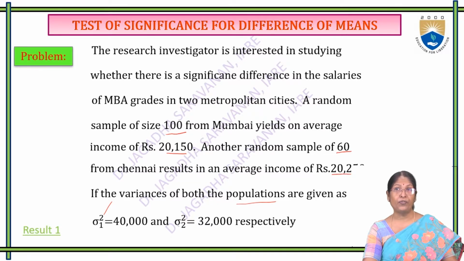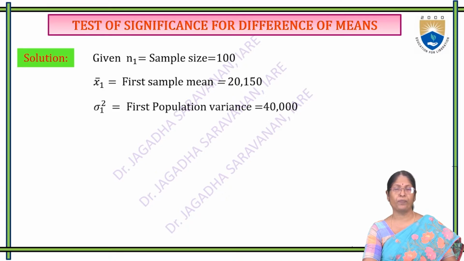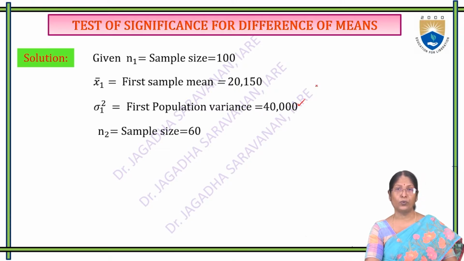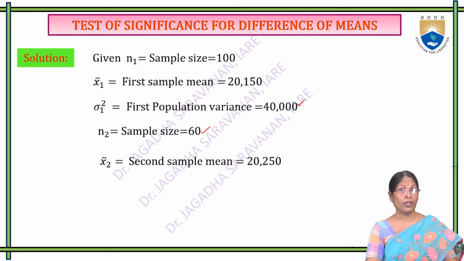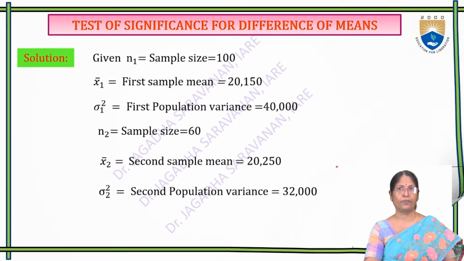Is there any difference in salaries of MBA graduates? That we have to check. What data are given? First we can write it. That is n1, just now we have discussed, sample size equal to 100. Then x1 bar, that is Mumbai, the sample mean is 20,150. Sigma 1 square, the first population variance, is 40,000. n2, that is Chennai, sample size is 60. x2 bar, the second sample mean, is 20,250. Sigma 2 square, the second population variance, is 32,000.